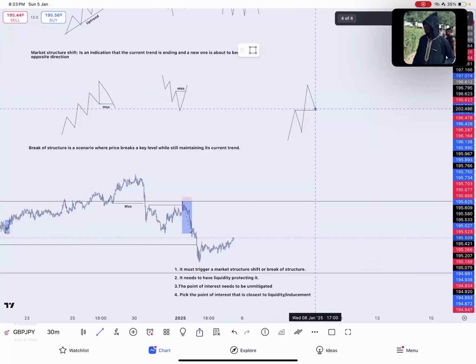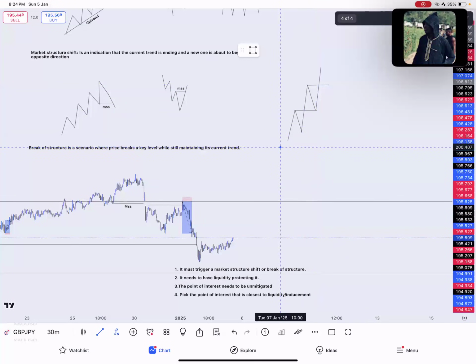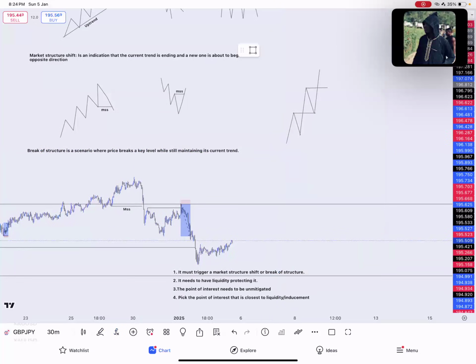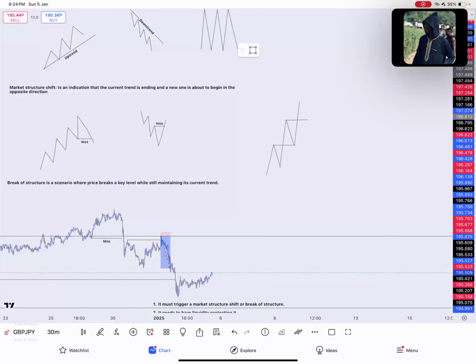Make another what? Higher low. This last high here becomes what? Another key level. If price should come here and break this last high, there has been a breakout structure. So breakout structure will continue moving in the direction that the market is currently trending. If market structure shifts, we start taking trades in the opposite direction. So a market structure shift is a reversal, and a breakout structure is for continuation.